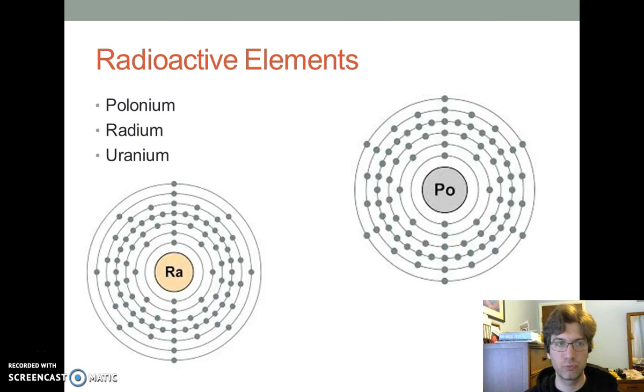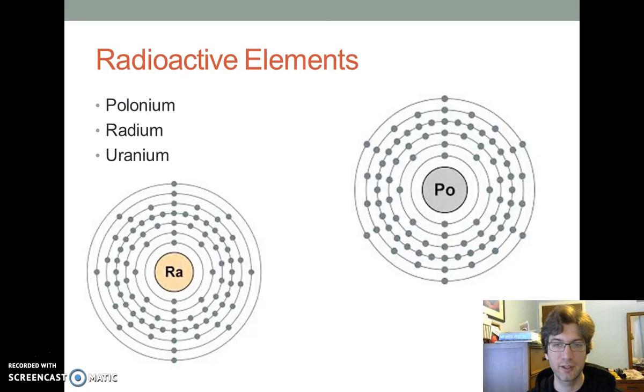Radioactive elements were then further discovered and tested. You probably have heard of a scientist by the name of Marie Curie, who was the first woman to win the Nobel Prize, and she did her research on radioactivity and radioactive elements. For the majority of our radioactive elements, we do need unstable nuclei, and you get unstable nuclei in your very heavy elements.